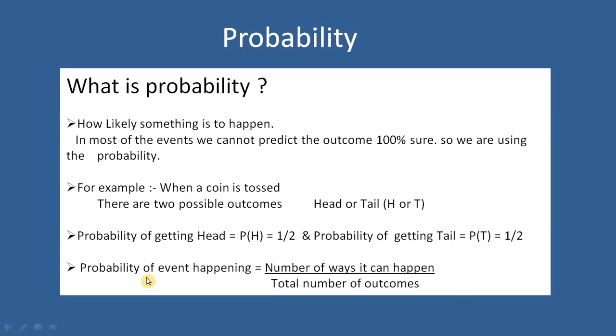So in general, probability of any event happening equal to number of ways it can happen. That is, when you toss a coin, to get a head, we are having only one way. Similarly, to get a tail, we are having only one way, divided by total number of outcomes. That is, we can get either head or tail. So there are two possible outcomes.